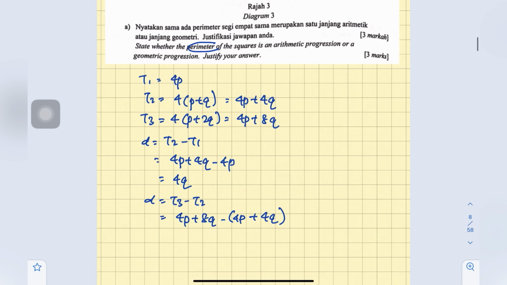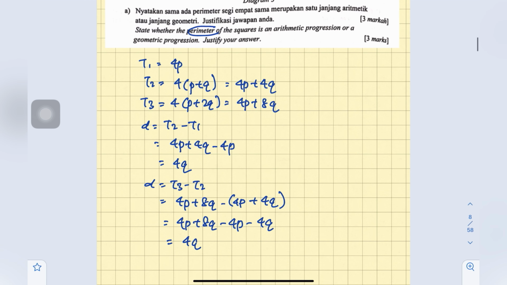Okay, so if T3 minus T2, okay, 4P plus 8Q minus 4P in the bracket plus 4Q. Okay, so we can find this one, 4P plus 8Q minus 4P minus 4Q. Okay, so become 4P minus 4P, eliminate, so this one 4Q as well. So therefore, this is arithmetic progression with D equals to 4Q. Okay, so therefore, arithmetic progression. Kena je betul, okay, with D equals to 4Q. Salah je tak dapat markah ni.